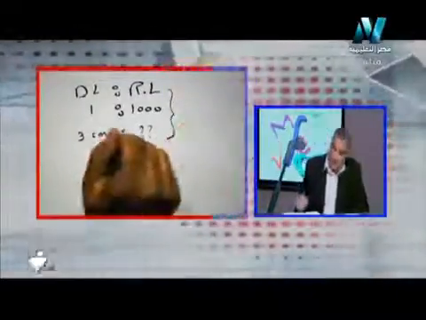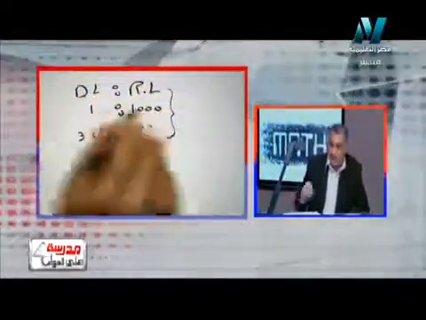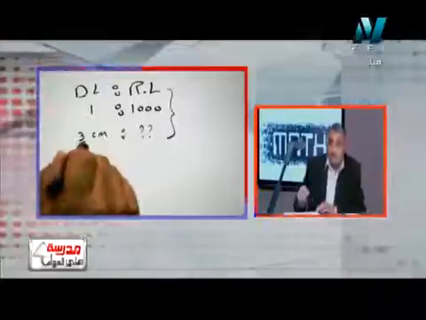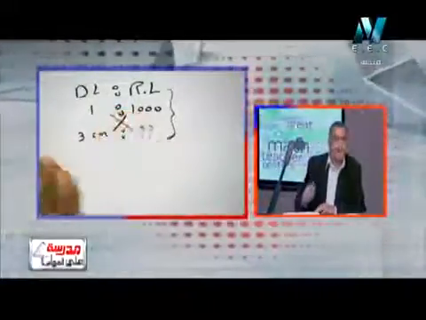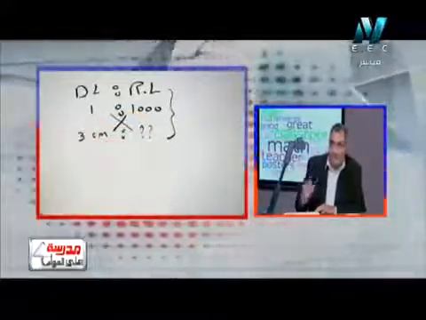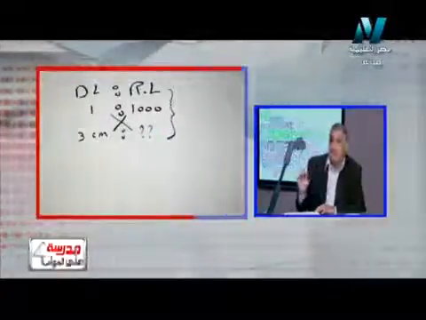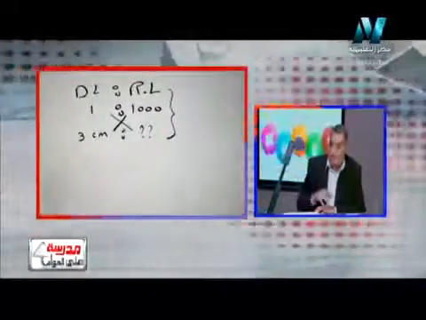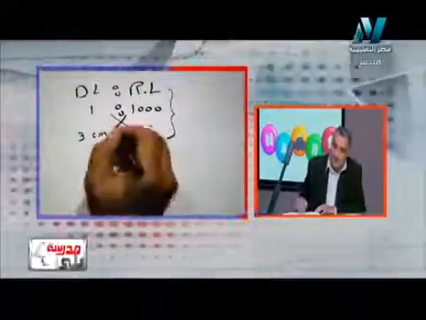في الاكزامبل بيقول لي DL to RL scale 1 to 1000, if the drawing length equals 3 centimeters, how can we find the real length? Just use the same rule, the product of means, as we said before, it's a very important rule. We use this rule to solve many problems like this problem. The product of means equals the product of extremes.